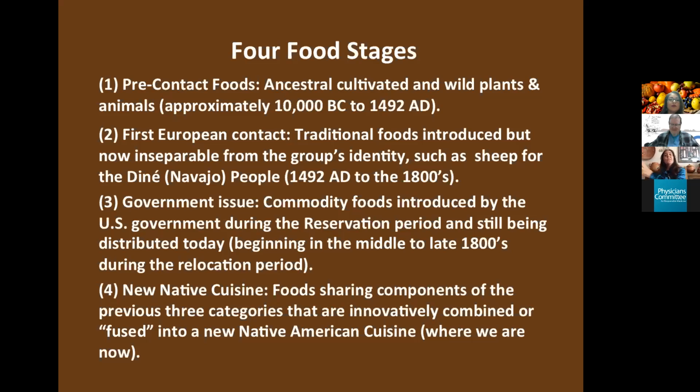Some tribes physically moved. Think of the Trail of Tears with the Cherokee, actually moved off their homelands onto new lands. And so this displacement, very difficult on Native people. And there's a lot of historical trauma surrounding that. And then the new Native American cuisine, foods sharing from the first three categories, fused, or again, woven is a good way to think about it, into a new cuisine. And that's where we all are now.